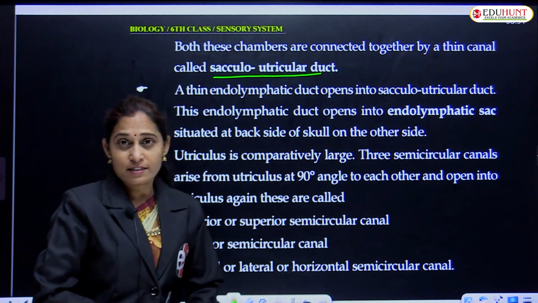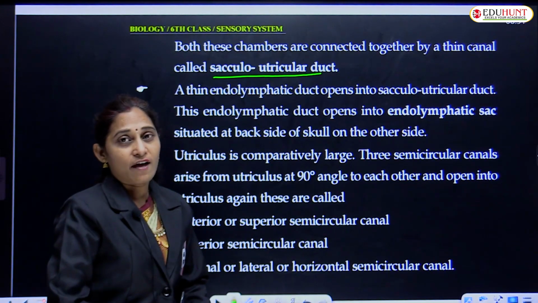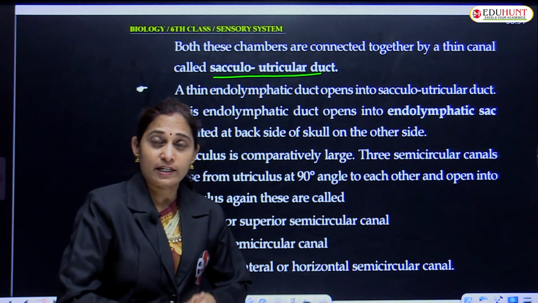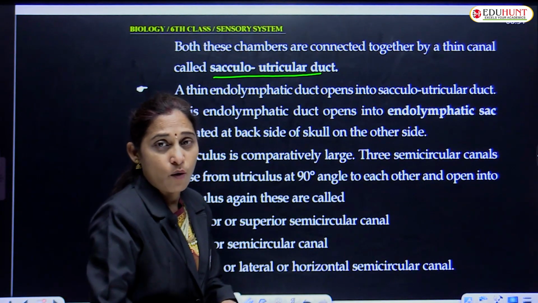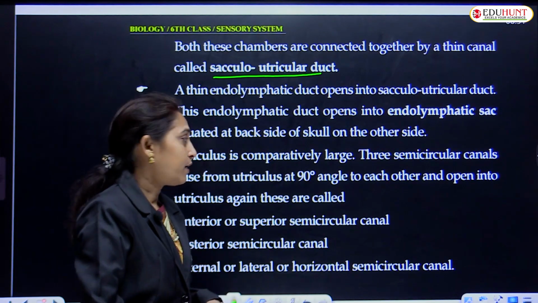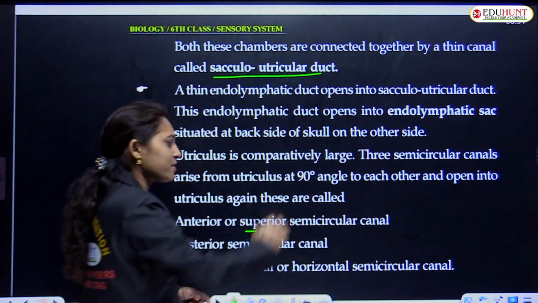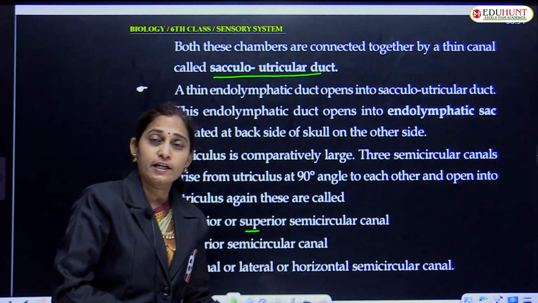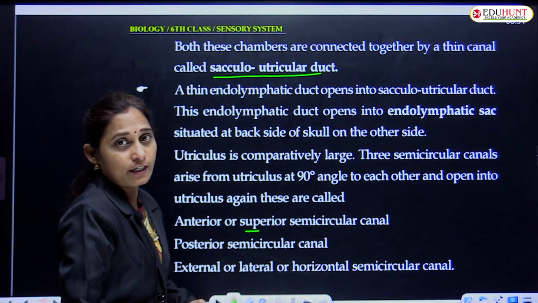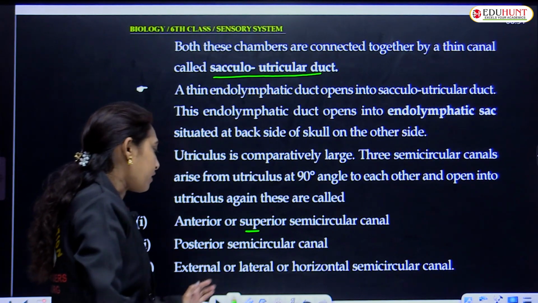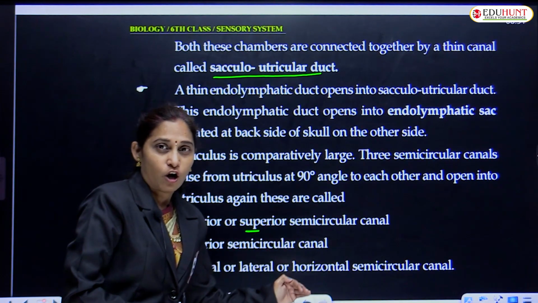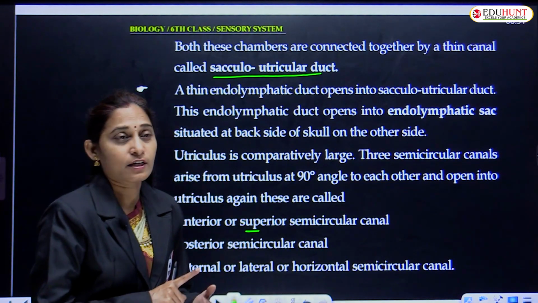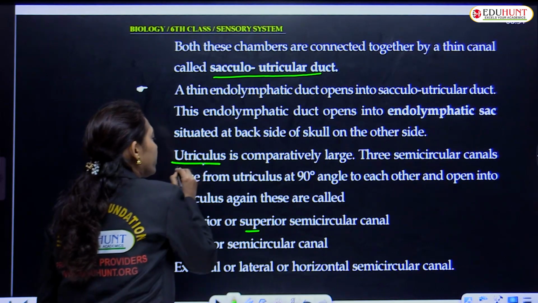And the utriculus is comparatively larger than the sacculus, and there are three semicircular canals in the utriculus. One is the anterior or the superior semicircular canal, the second is the posterior semicircular canal, and the third is the external or lateral or horizontal semicircular canal. These are the three semicircular canals present in the utriculus.